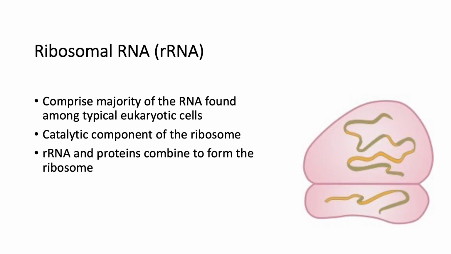And then we have the ribosomal RNA or rRNA. rRNAs comprise the majority of RNA found among typical eukaryotic cells. These are the catalytic components of the ribosome. rRNA and proteins combine to form the ribosome, which later on binds with mRNA for protein synthesis.